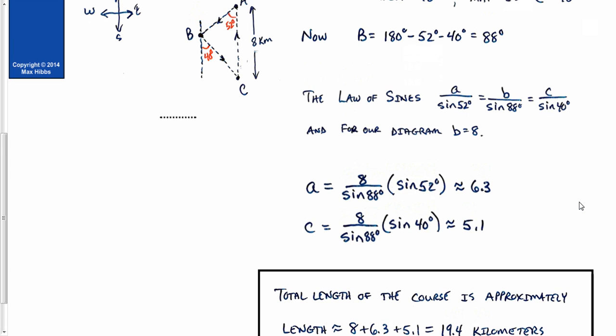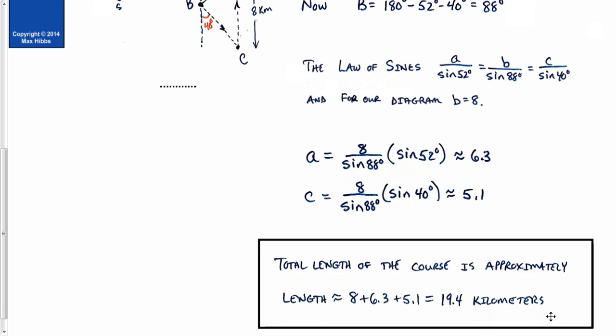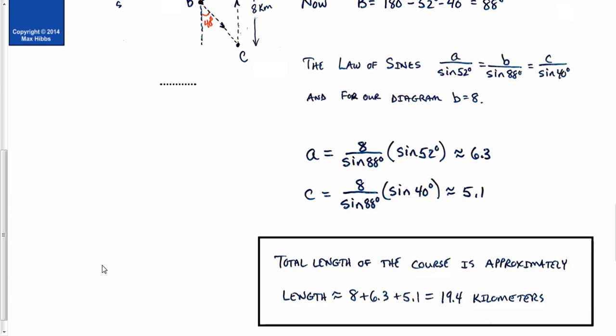The total length of the course is the sum of all three sides of that triangle. One of the sides was the 8, that was side B. One of the sides was 6.3, that was side A, the side right here. And the third side, side C, which is the side up here, is 5.1. So when I add those together, I get 19.4 kilometers. The total length of the course is approximately 19.4 kilometers.